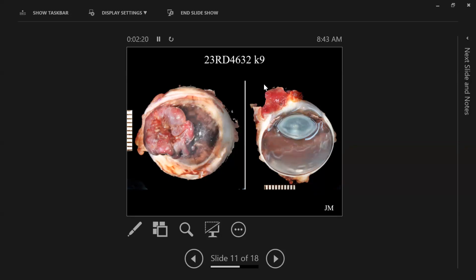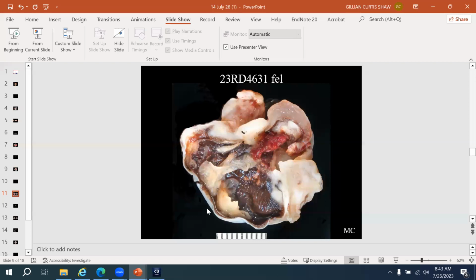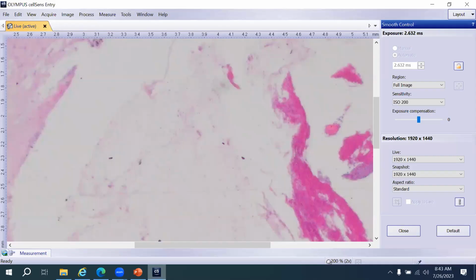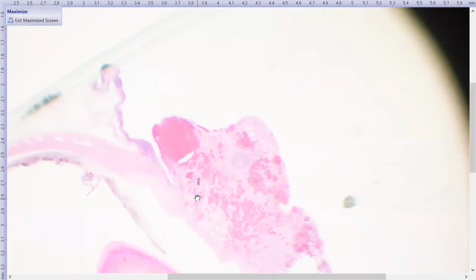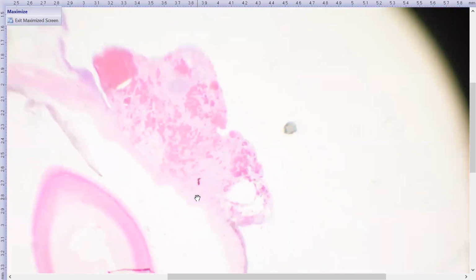All right, subgross, pretty similar here. It's our mass, again, coming off the cornea. It's got a lot of hemorrhage and blood in it. And then here's the rest of our cornea that's also looking a little blue. It's a little gap here and such. So we'll take a look at that stuff a little bit closer.